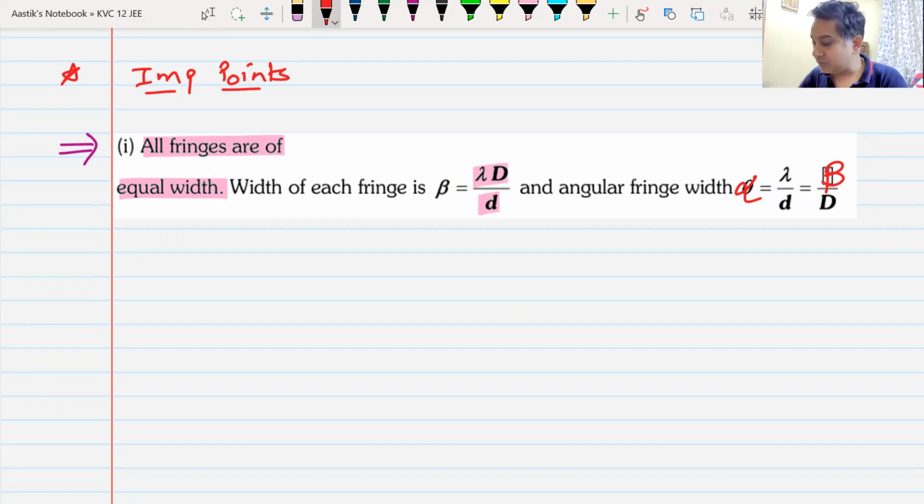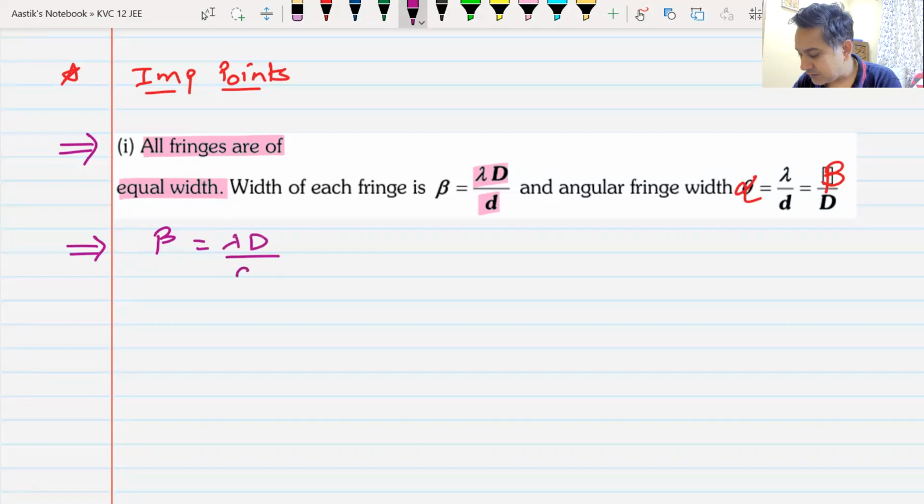Do we get this? Yes or no? Yes, sir. Now, this fringe width beta is equal to lambda D by small d. Yes or no? Now, you can say that if everything remains the same, beta is directly proportional to lambda. Yes or no?